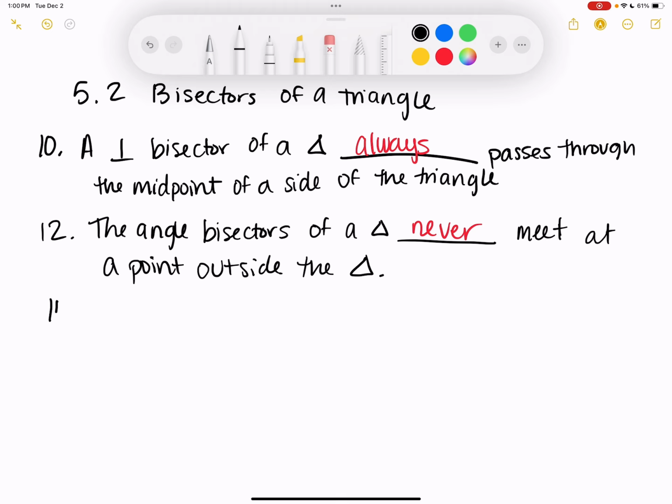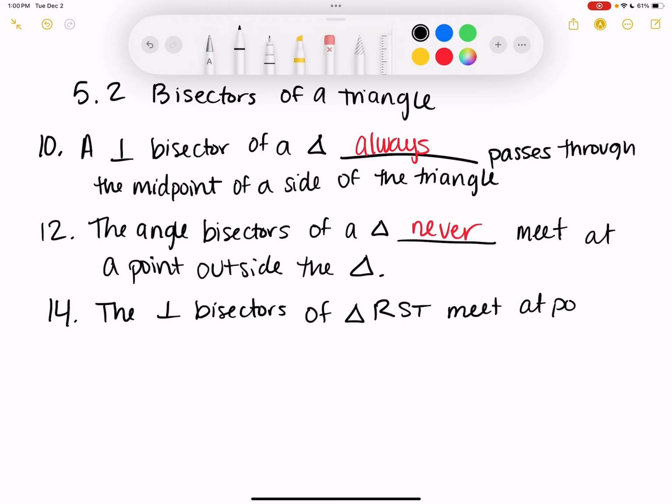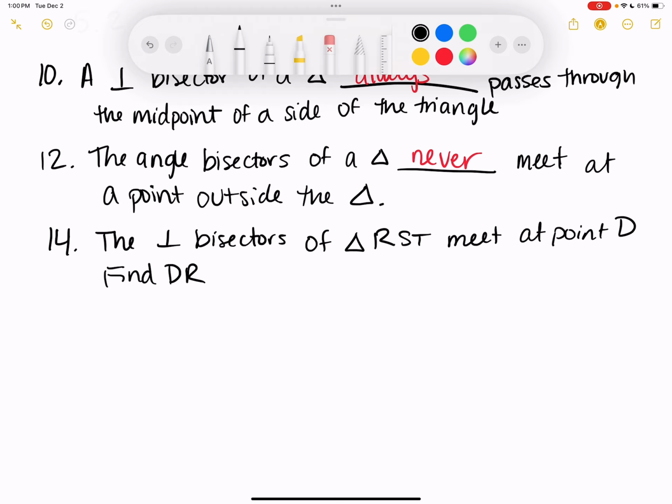All right, 14. The perpendicular bisectors. This is not an always, sometimes, or never. This says in each case, find the indicated measure. Perpendicular bisectors of triangle RST meet at point D. Find DR. So we have a triangle.